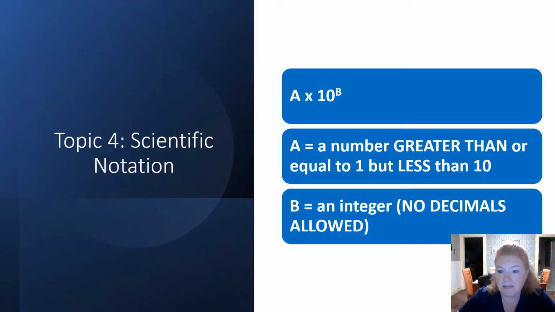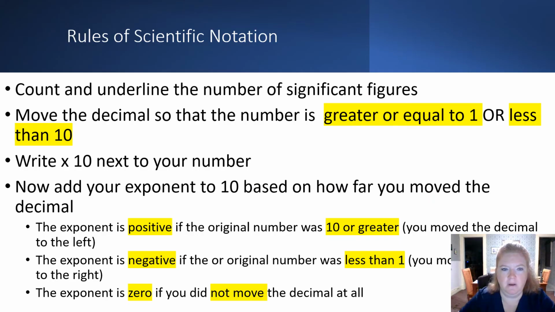All right, scientific notation. Set up in this format where A is a number at least 1, but smaller than 10, and B is an integer, so you can't have a decimal or a fraction. So the rules for scientific notation, remember, you look for the number of significant figures, move the decimal point, count how many places you move the decimal point, put an exponent. If you started with a big number, your exponent is positive. If you started with a small number, your exponent is negative.